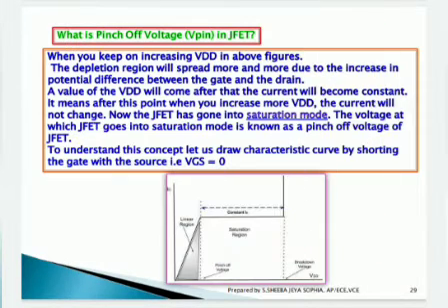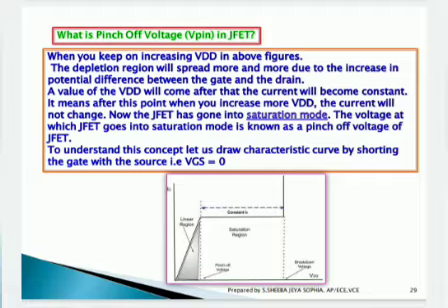What does this pinch-off voltage in JFET correspond to? When you keep on increasing VDD, the depletion region will spread more and more due to increase in potential difference between the gate and drain. A value of the VDD will come after which the current will become constant. It means after this point, when you increase VDD more, the current will not change. Now the JFET has gone into saturation mode. The point at which the JFET goes into the saturation mode is said to be pinch-off voltage.